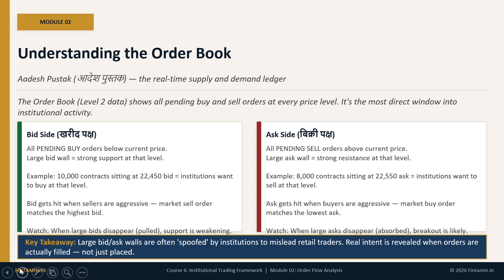A large cluster of sell orders is an ask wall. At a specific price it signals strong resistance. Sellers are accumulated there, waiting to unload.